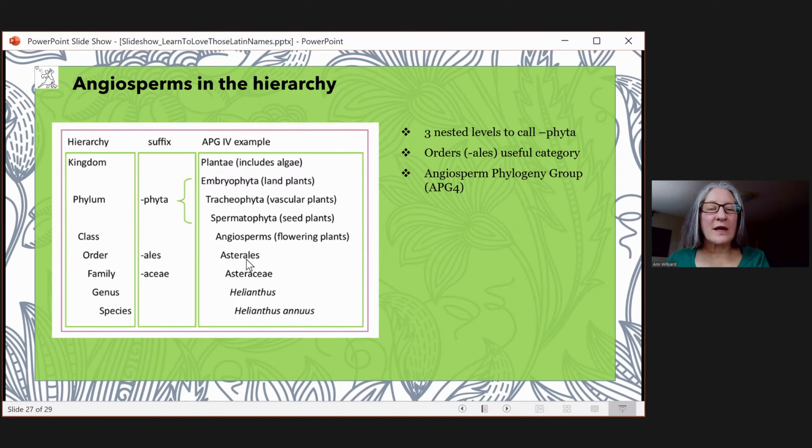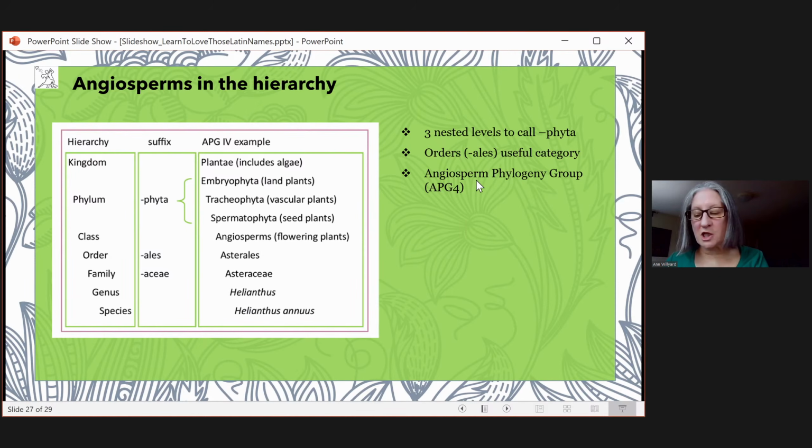I will tell you that Asterales, the ALES, the order, can be useful. I'm not going to have time to go into detail in that, but in terms of groupings of flowering plants, that's very helpful and has actually revealed some very interesting secondary chemical information. And then, of course, you'll use the family name a lot.